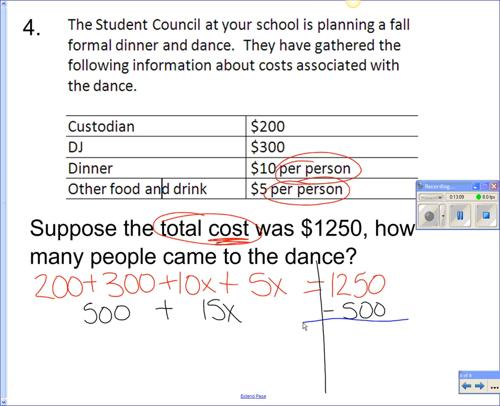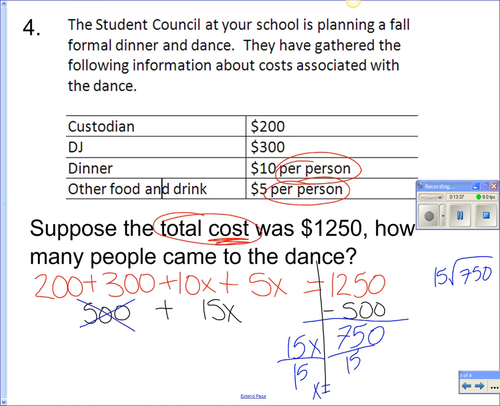So 0 minus 0 is 0, 5 minus 0 is 5, 12 minus 5 is 7. So I get 750, and I'm going to drop down my 15x. Okay. All right, Abby, what am I going to do next? X equals.